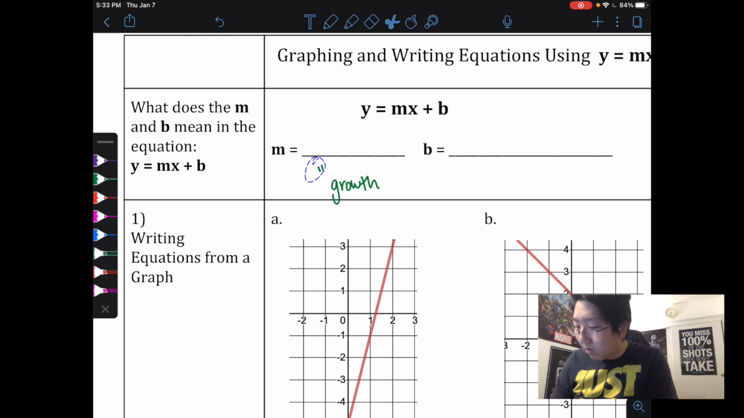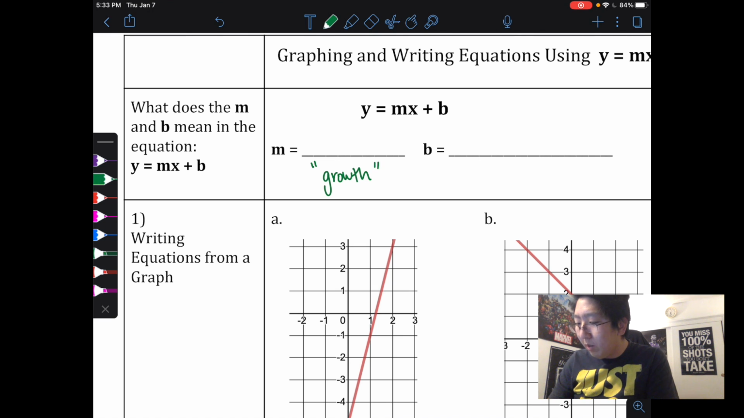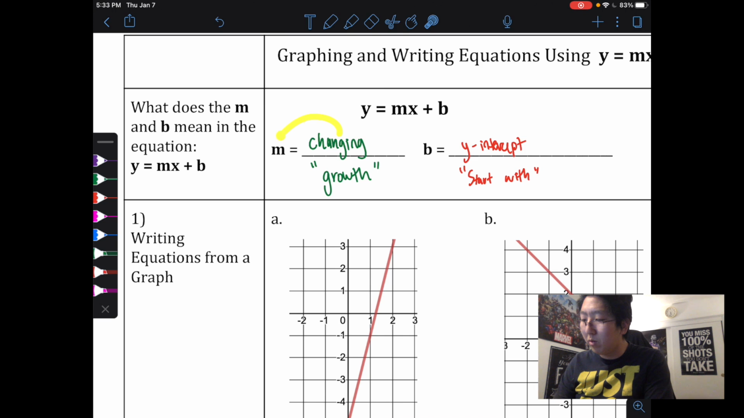So we'll call this growth. But really it's how is it changing? So how is this line growing? How is it changing? And b stands for what you start with. That's also known as your y-intercept. So your m is how is it growing, how is it changing, and b, where does it start? So when x is 0, where do you start? On your line, you're going to start on your y-intercept.